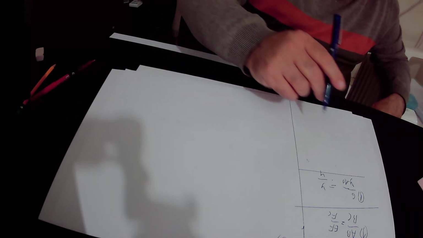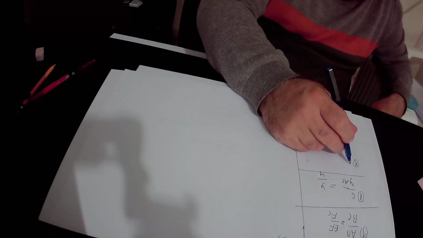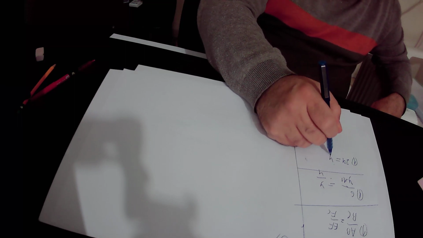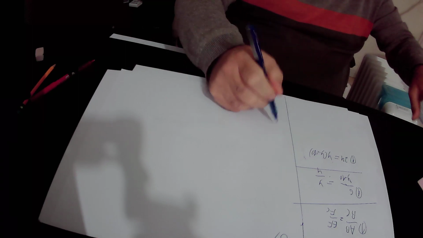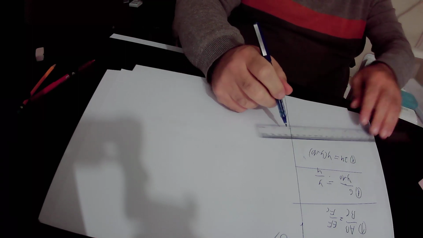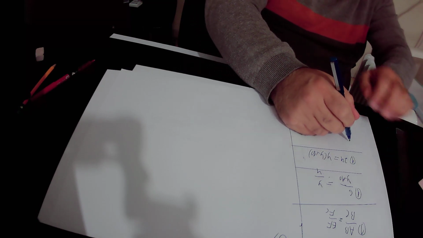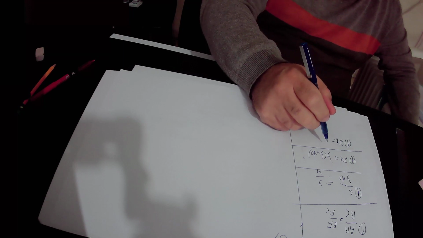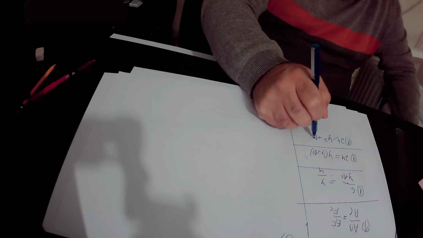Here we will cross multiply equation number 1. And we will get that 6 times 4 is 24, and it is equal to Y times Y plus 10. We will open the brackets on this side of equation number 1, and we will get that 24 equals Y times Y, which is Y squared, plus Y times 10, which is 10Y.